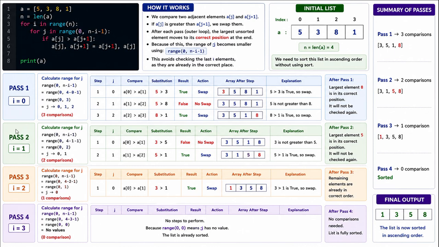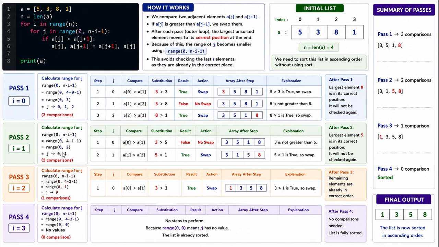Now going to pass 2, i equal to 1. Again you have to calculate the range here. Range of 0 comma what is n here? 4. What is i here? Yes, 1. So 4 minus 1 minus 1, which is 4 minus 2, that is 2. Here j equal to 0, 1. Here there are 2 comparisons.